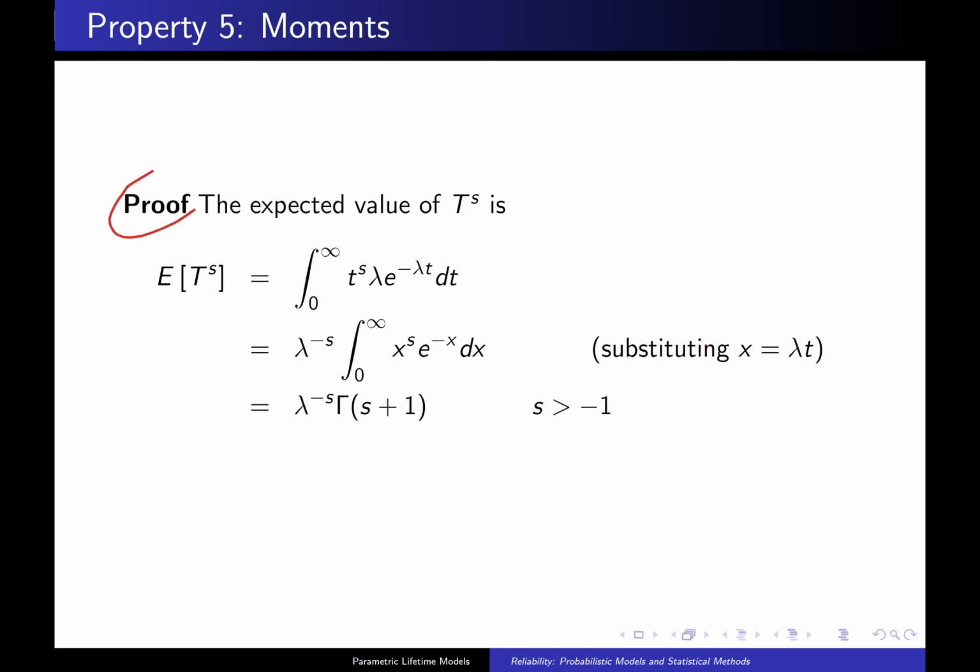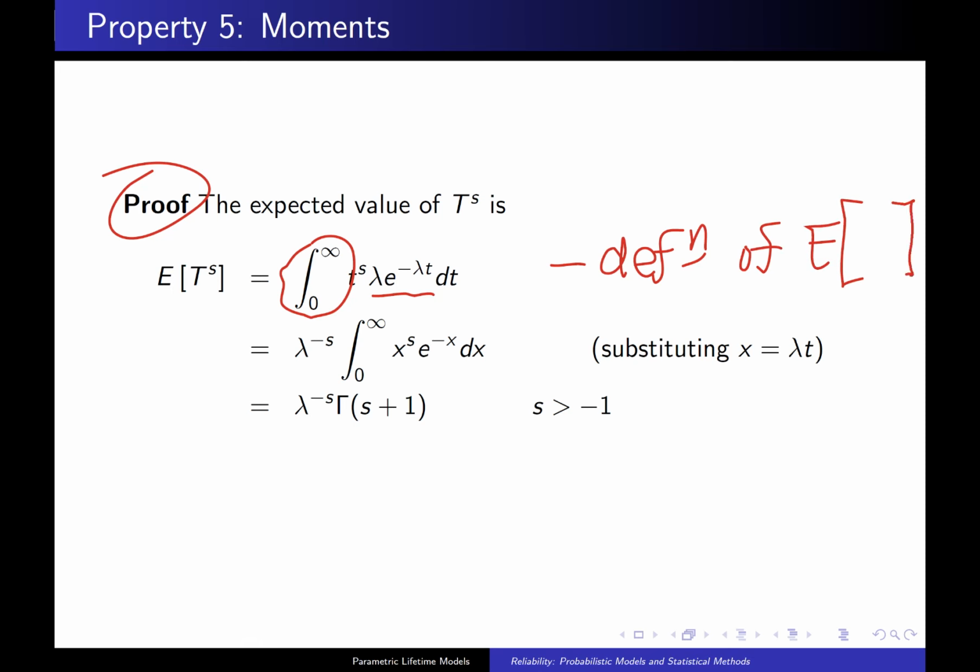Here is a proof of the result. The expected value of t to the s is the integral from 0 to infinity of t to the s lambda e to the minus lambda t dt. This right here is the probability density function of an exponential lambda random variable. This integral is over the support of an exponential random variable, so the rationale behind this first step is nothing more than the definition of the expected value, and in this case, taking the expected value of t raised to the s power.